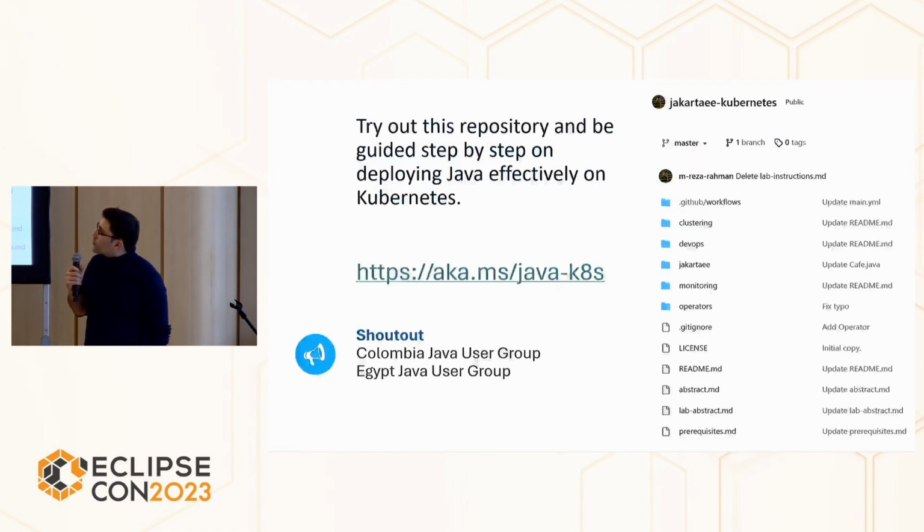But before we go into those ways, I want to tell you, we have an amazing repository up and running on aka.ms/java-k8s, as in Kubernetes, where you can try out those things yourself. And you'll be guided step by step. So if you're scared at first to try out Kubernetes and Java, there you go. You type in the URL, you get the project, the repository, and you'll be guided. We have different folders here: clustering, DevOps, monitoring, operators. Big shout out to the Colombia Java user group and Egypt Java user group, and also Reza Rahman's repository, where you can just check out the stuff yourself.